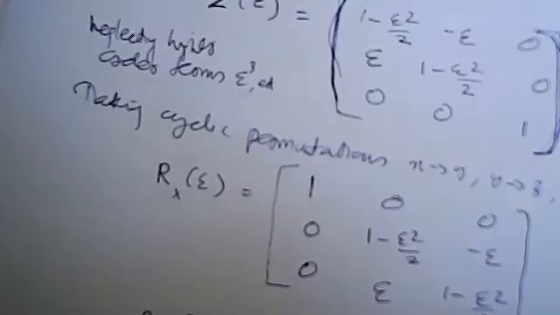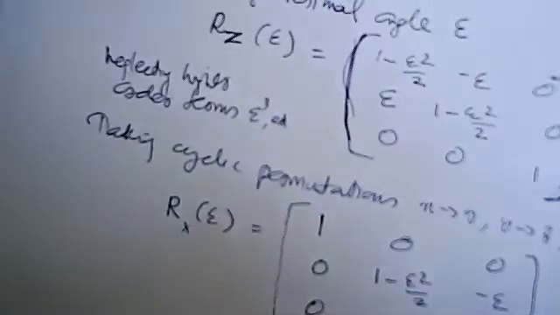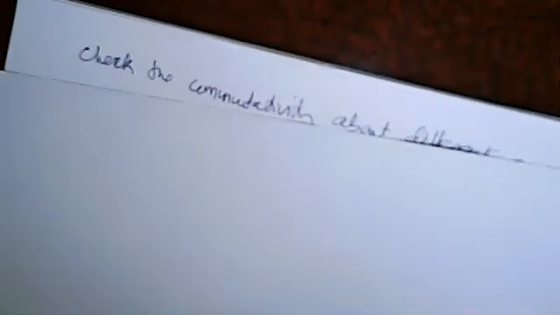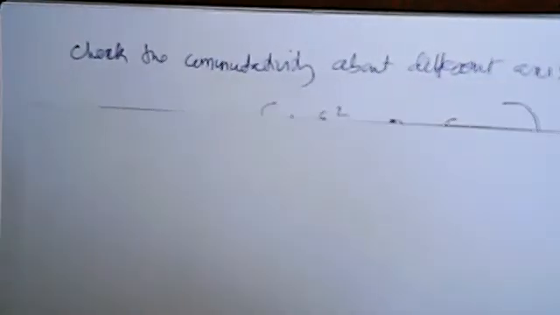So we have three rotation operators, Rx, Ry, and Rz for an infinitesimal rotation. Now you just check whether these are commuting. You simply check whether Rx Ry equals Ry Rx, just to perform the commutation. Check the commutativity about different axes. That is what we are going to do. These are all classical things, nothing related to quantum mechanics.